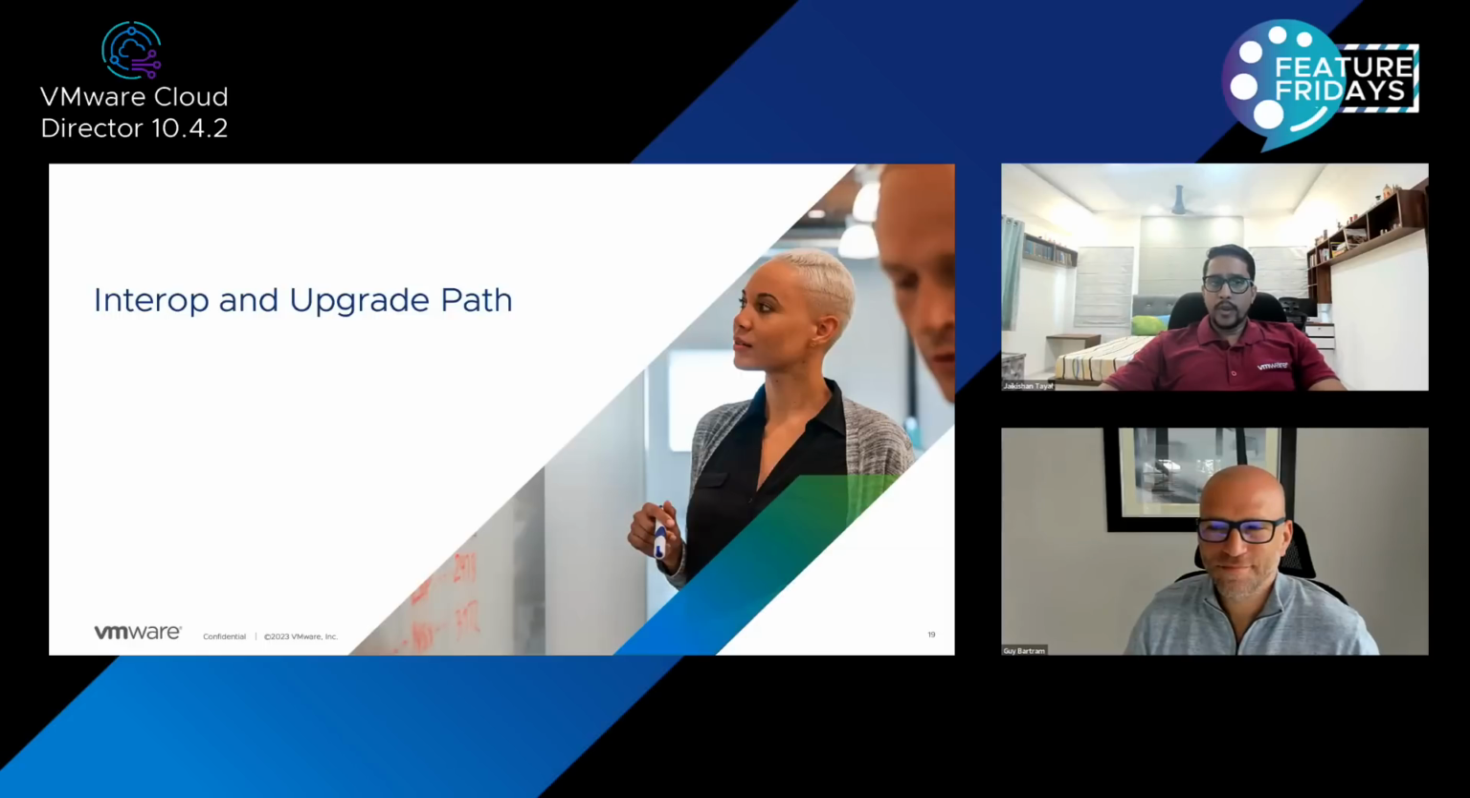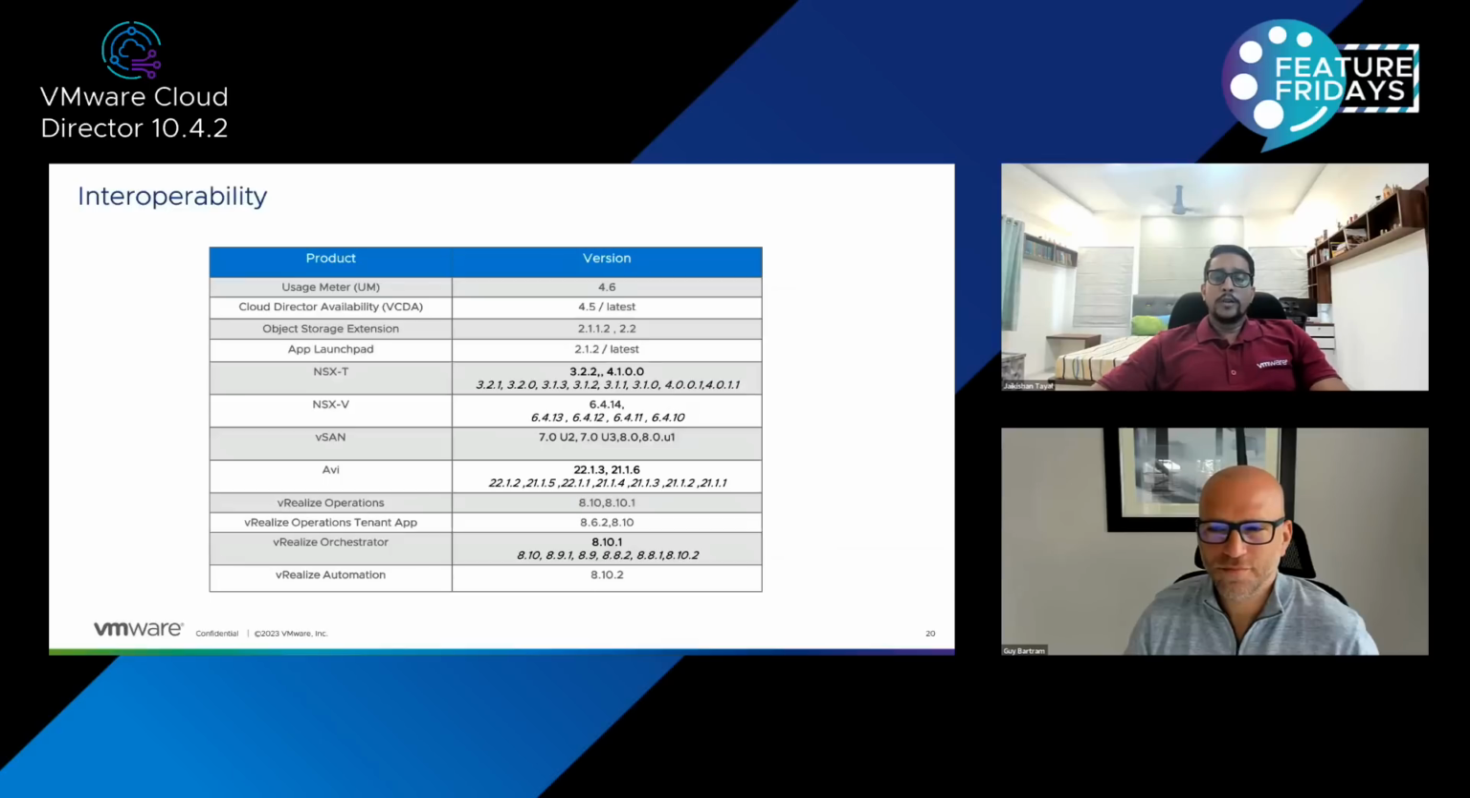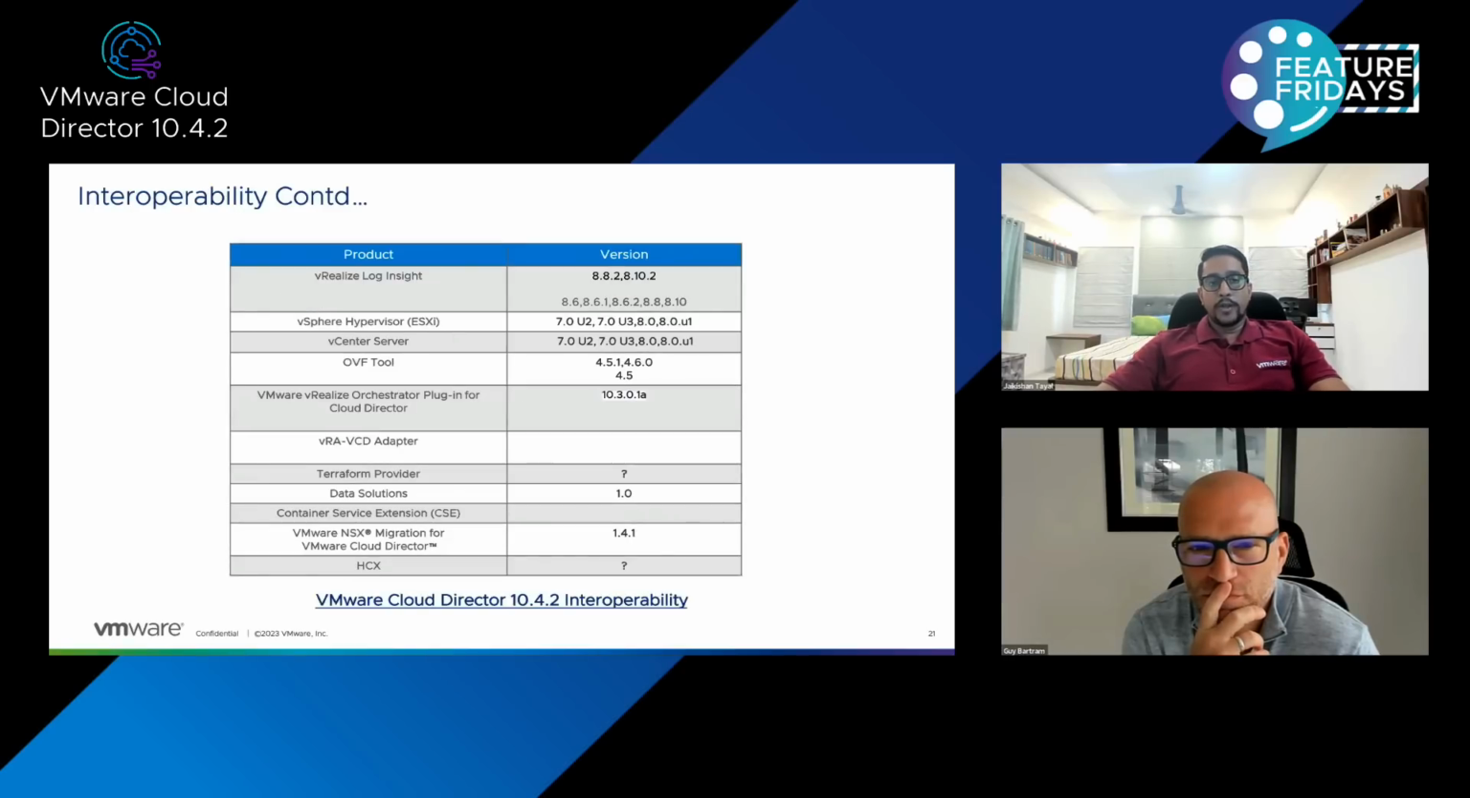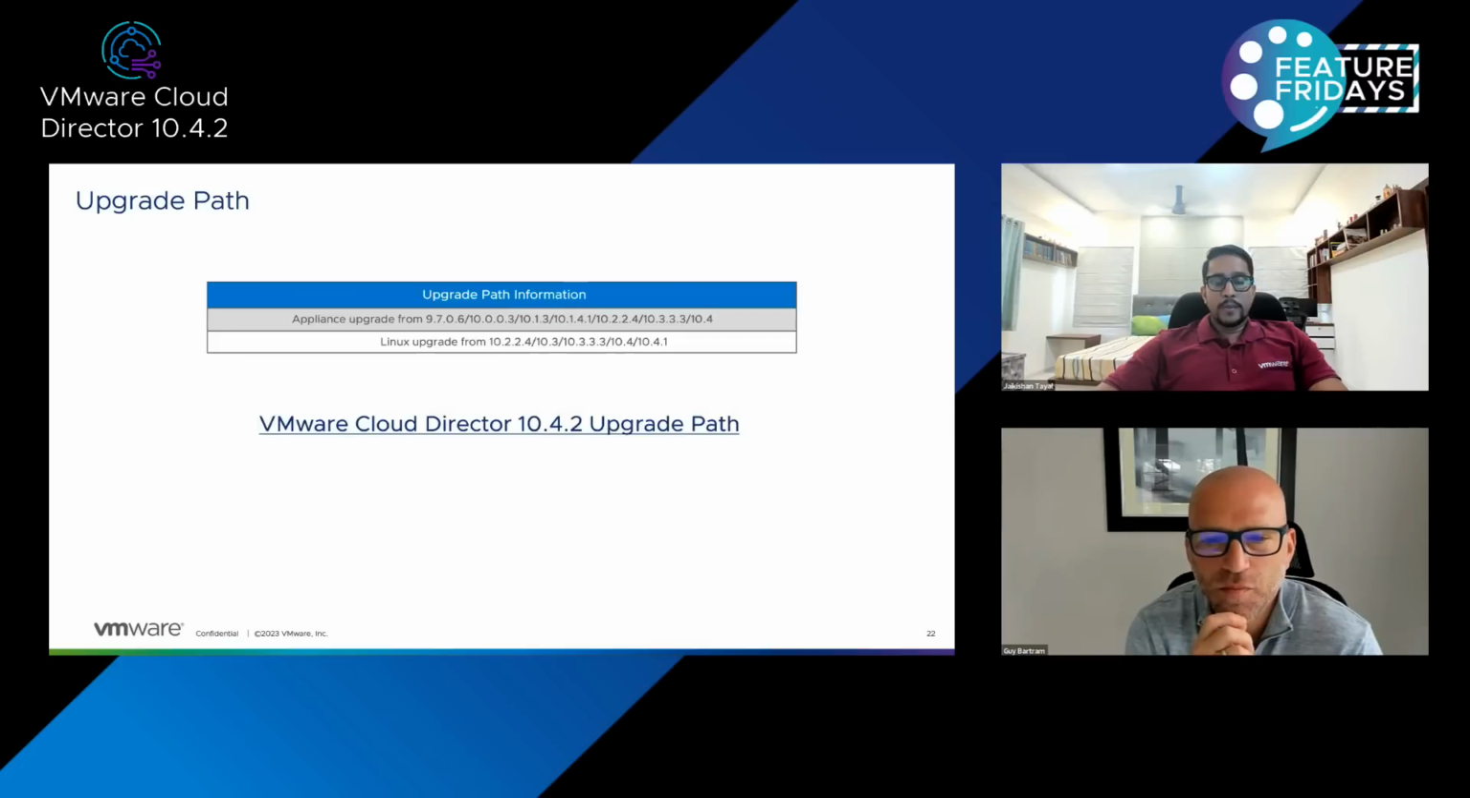Looking at the interop real quick and the upgrade path, whatever products you see with the versions which are not in italic have been tested with this release. And whatever later version you see is the version supported with VCD 10.4.2. These are the products which will function with VCD 10.4.2, and we can also look at the details on the VMware website to check what version of each solution supports VCD 10.4.2. From the upgrade path perspective, we can again use the VMware website.